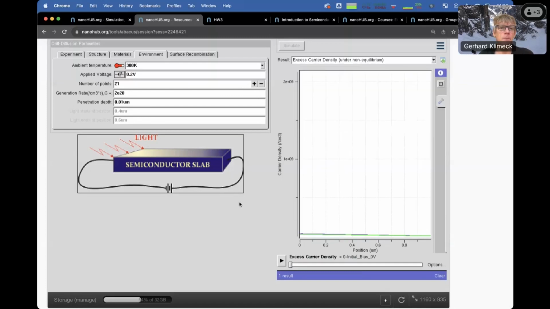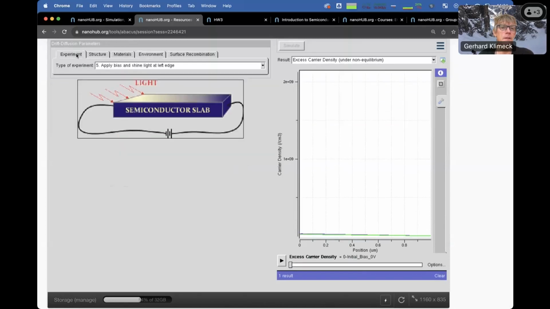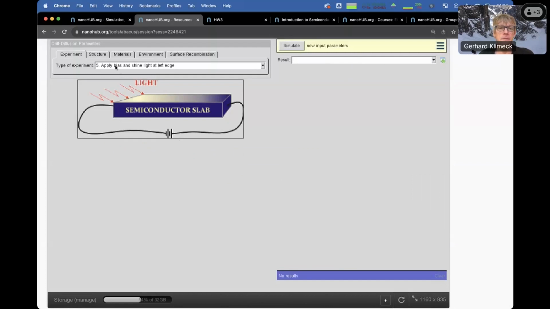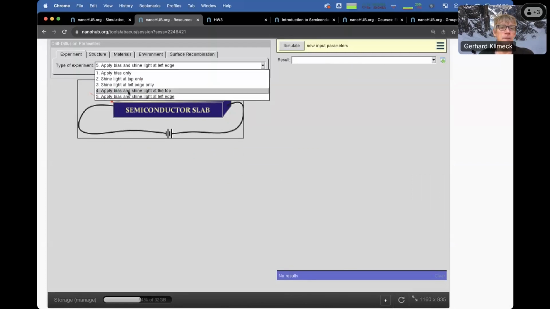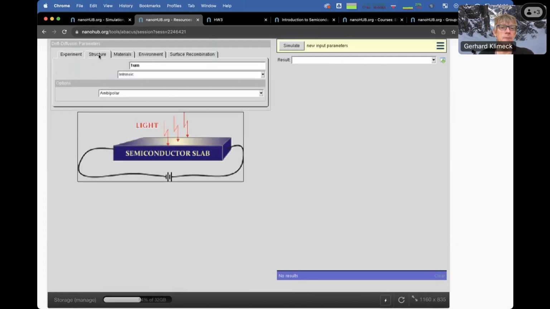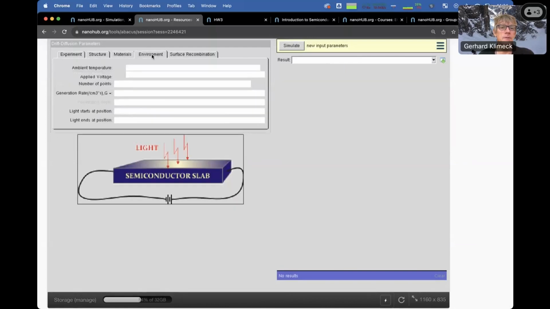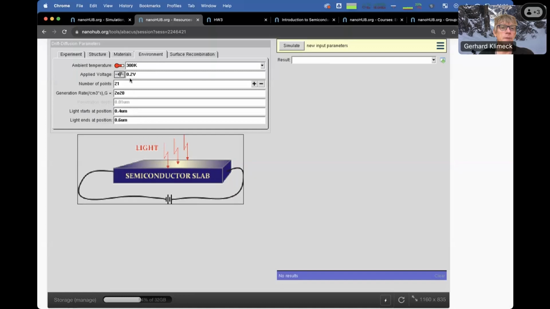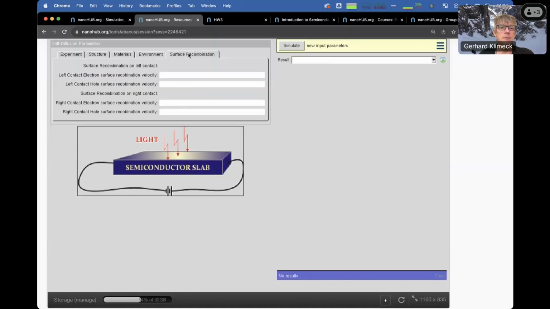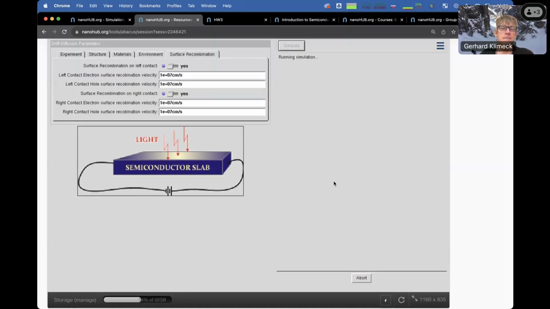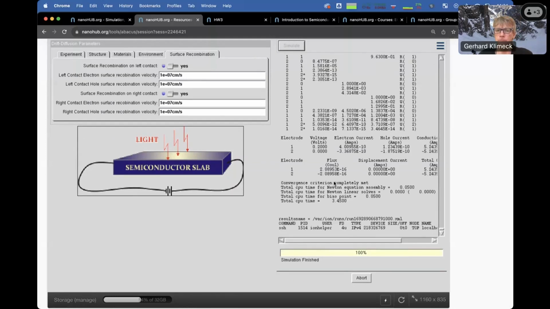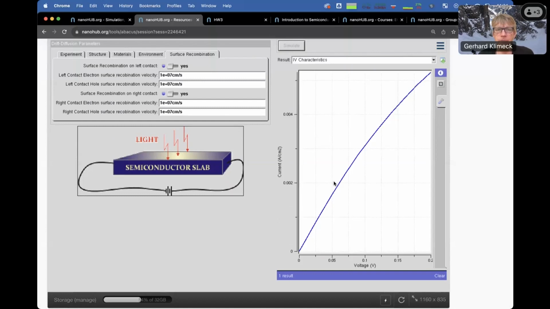Ooh, wait, I made a mistake. I'm sorry. Clear. I wanted a bias with light on top, structure, materials, microsecond environment, 0.4 to 0.6. That's what I wanted. I'm really sorry. Let's try this again. All right. So obviously I haven't run that one.